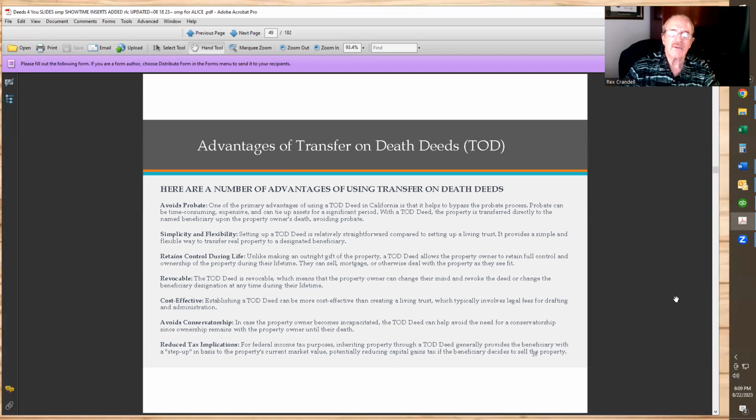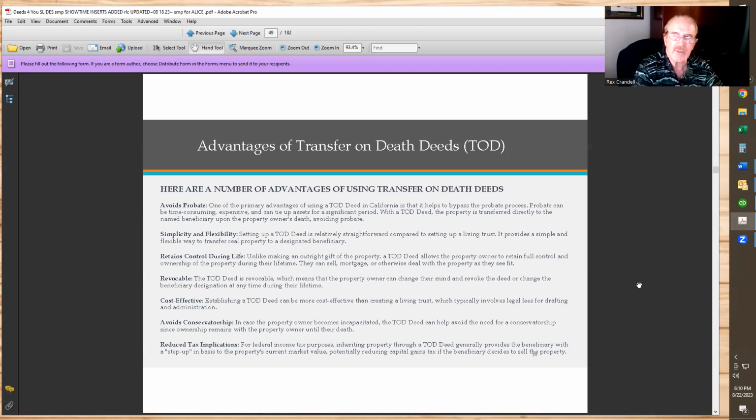Okay, so some of the advantages of transfer on death deeds. Yes, we mentioned it avoids probate. What is probate? It's a court procedure where it might cost you tens of thousands of dollars to transfer property because you used a will or died intestate, and you have to get a judge to sign because the decedent can no longer sign documents. And this revocable transfer on death deed does avoid probate. It's fairly simple and straightforward.